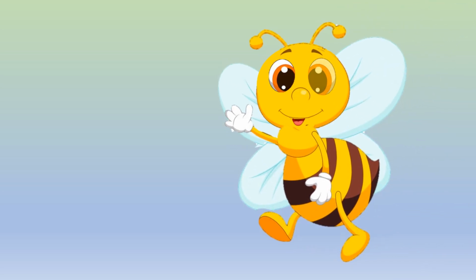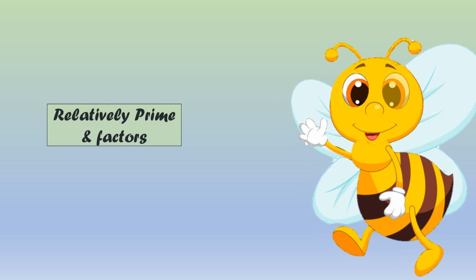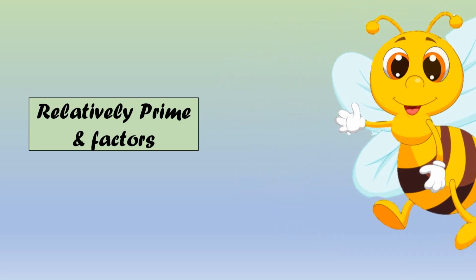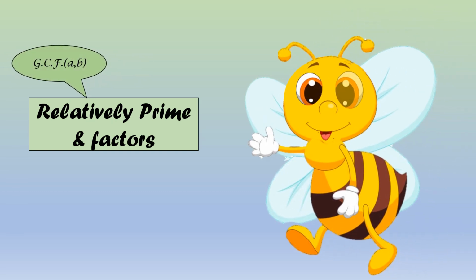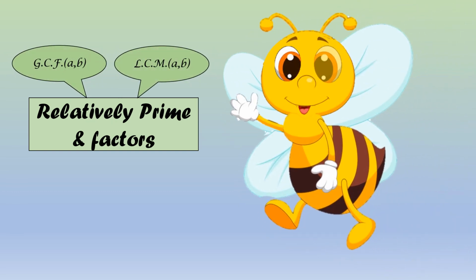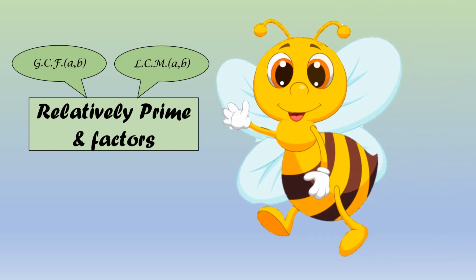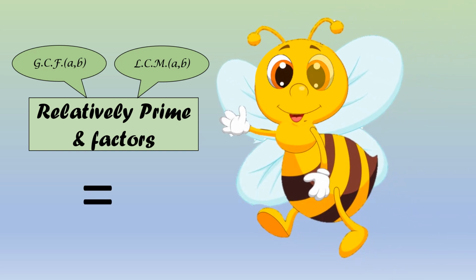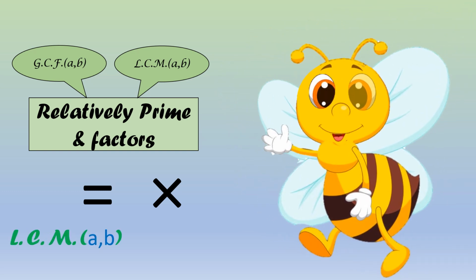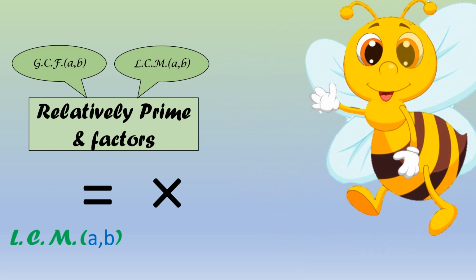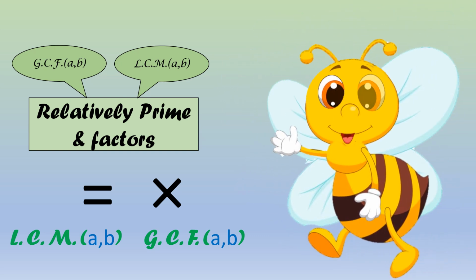In this video we learned what relatively prime means, and how we can use relatively prime numbers and factors to find the greatest common factor and the least common multiple of two numbers a and b. We also used the symbols equal, times, LCM for the least common multiple of a and b, and GCF for the greatest common factor of a and b.